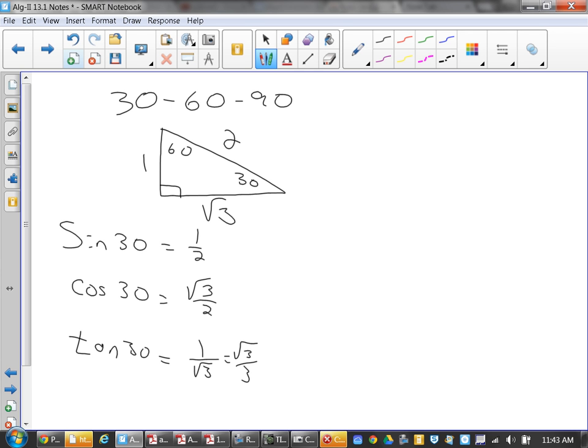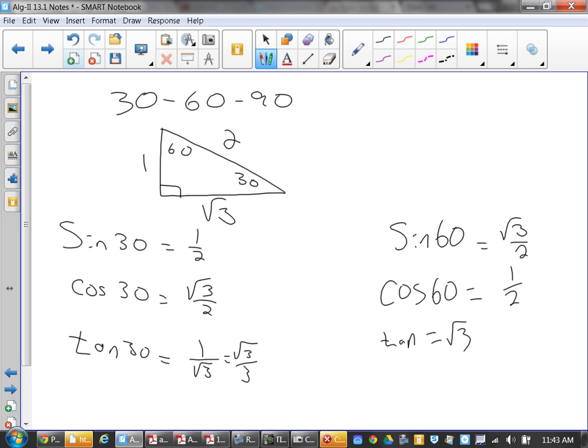Now, as we get going into these, you'll start to find real nice, easy patterns. Same idea with the sine of 60. You'll notice that the sine of 60 is the cosine of 30, the same thing, root 3 over 2. The cosine of 60 is the sine of 30, 1/2. And then your tangent is just root 3. Tangent is opposite over adjacent. You're going the other way from the other stuff.